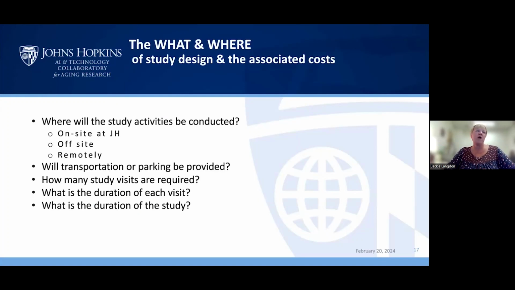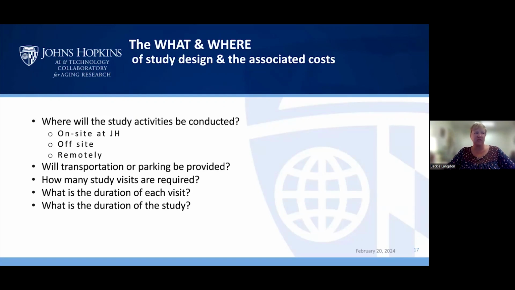Okay, so where will the study activities be conducted? I've moved back to study design and the associated costs, moved on from who your target population is to the what and the where. So where are you going to have your study completed?